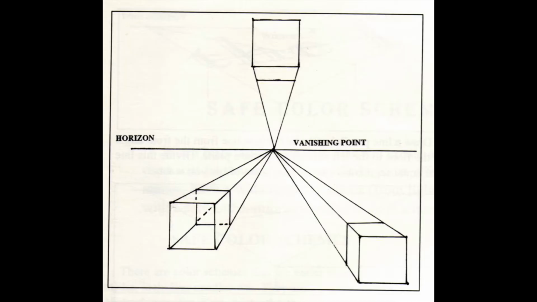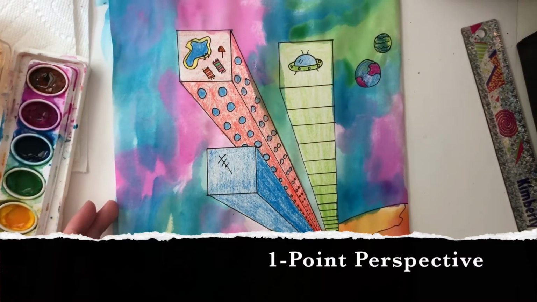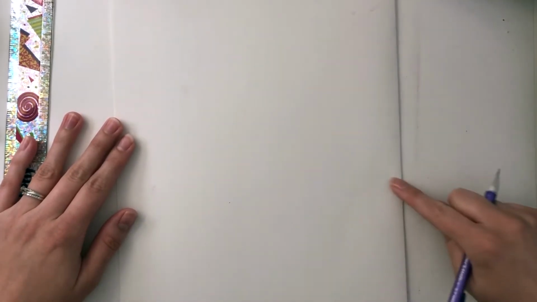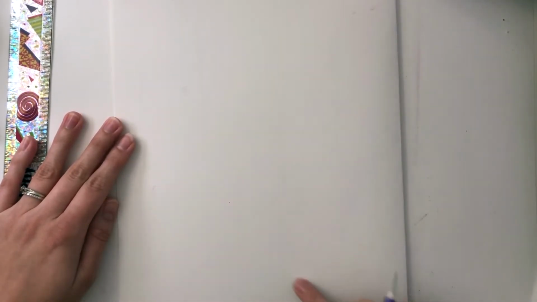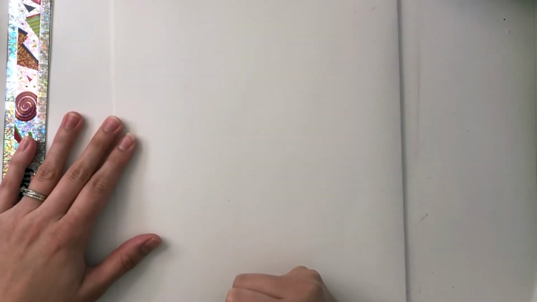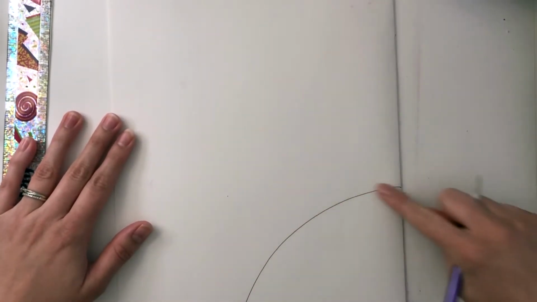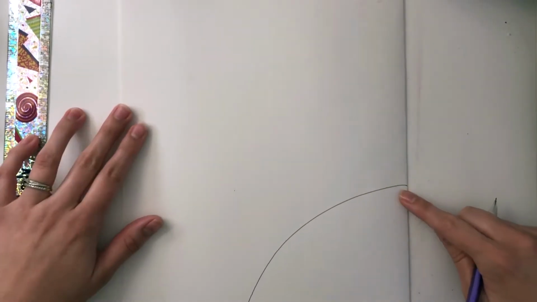Today we are using one-point perspective to create buildings that are popping out into outer space. For this project, you will need a pencil, a ruler, and paper. We're going to start by planning out where the planet will go. I'm going to draw an arch to create my planet popping into the scene.